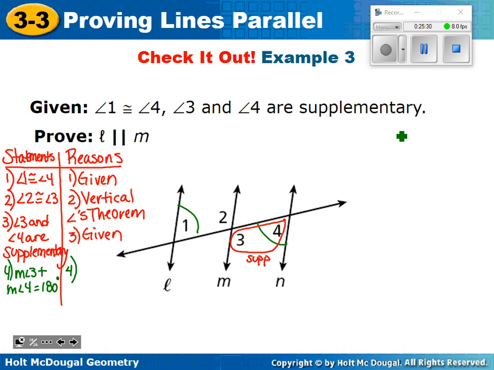How did we know that? Very good. Definition of supplementary.